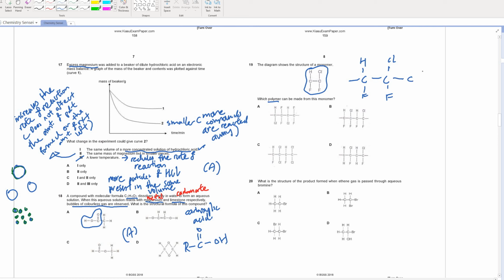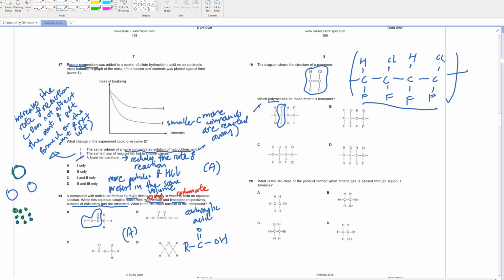Okay, so we have another CHF, CClF. So this goes on and on. So which of these options A, B, C or D looks like this? So let's take a look at option A. We have H, C and F, followed by Cl, C, F. Do take note that option A is incorrect because there are two fluorine atoms on the same carbon. However, from the one that we have drawn, there is only one fluorine atom on a single carbon.